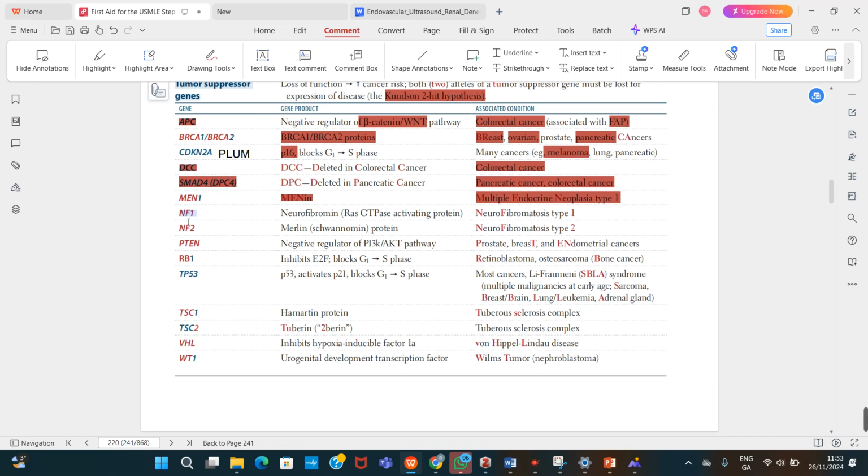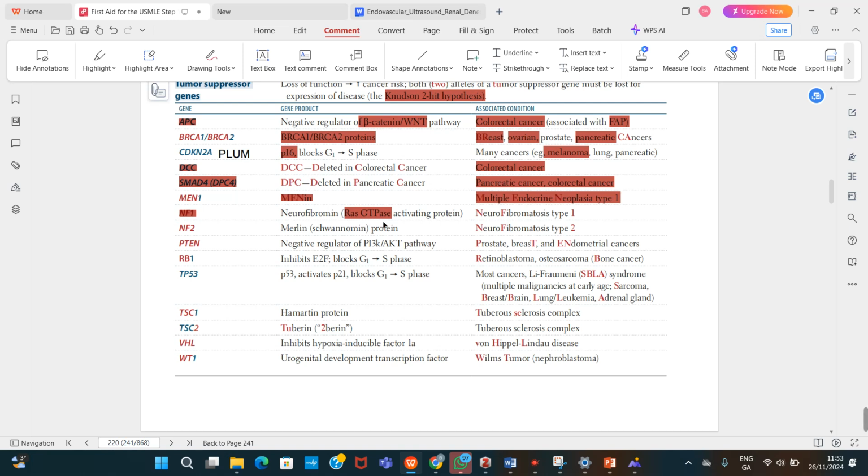Moving on to NF, neurofibromatosis type 1. So NF1 is also known as RAS GTPase. You cannot forget this. NF1 is not a friend of RAS. NF1 is an antagonist for RAS because it activates RAS GTPase.